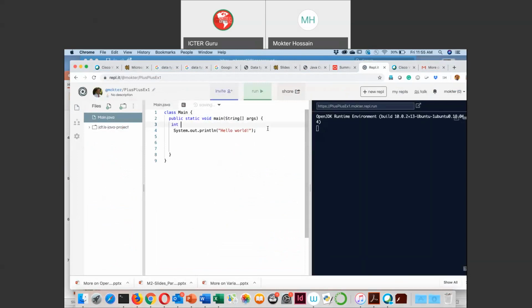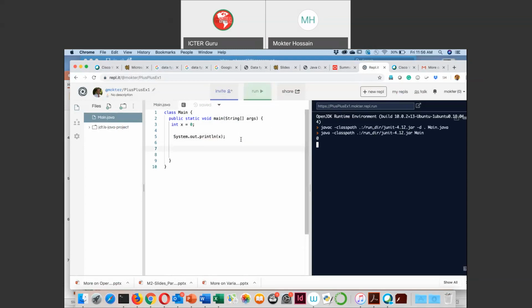So I declare int x equal to 0. If I want to print x, what will be printed? Everybody knows it is 0, right? There is no doubt. It will print the value of x as 0.